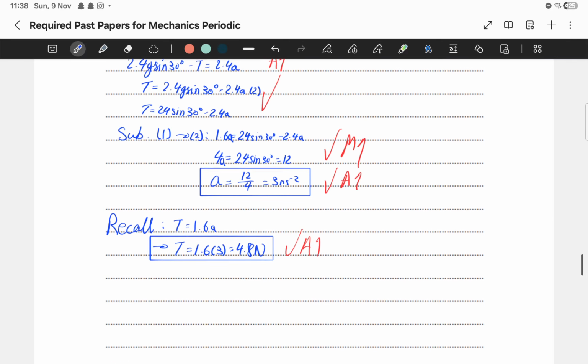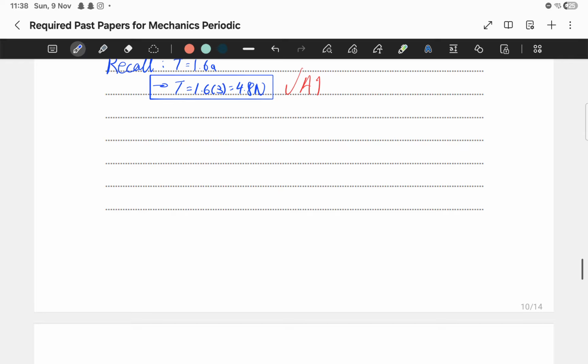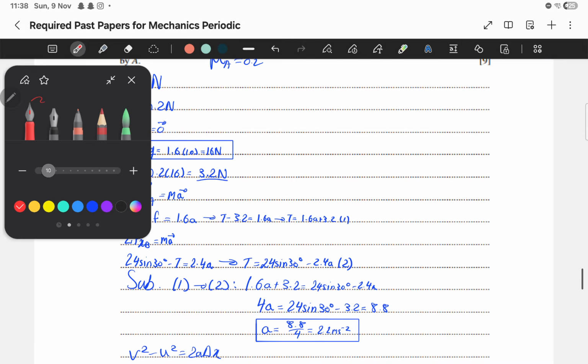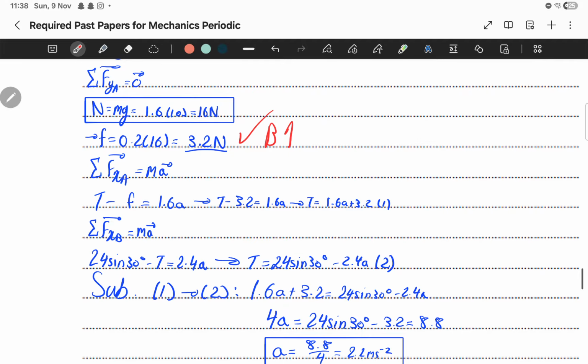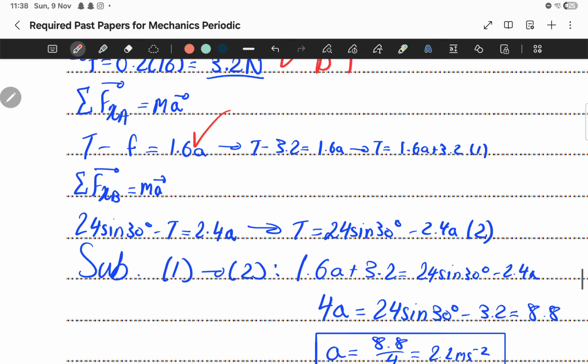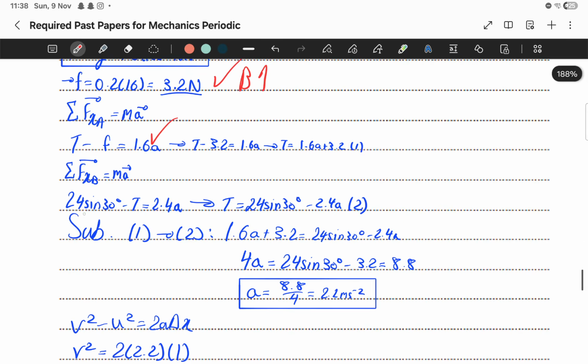So, let's mark this one here with the red pen. Friction force on A is 3.2 newtons. Yes, that is B1. Now, T minus F equals 1.6a. So where is it? T minus F equals 1.6a. 2.4g sin 30 minus T equals 2.4a. Yes, here. So this gives me M1.